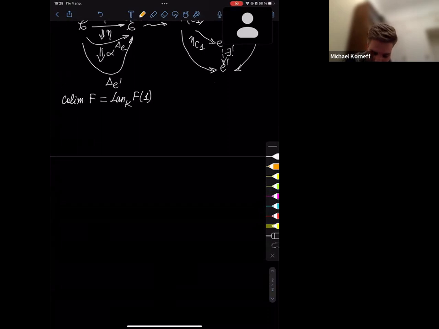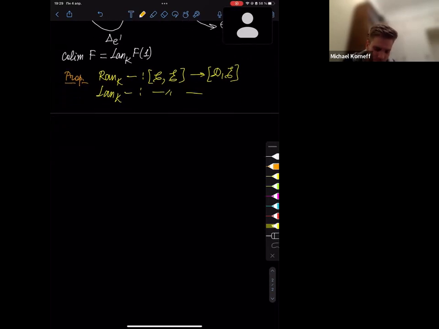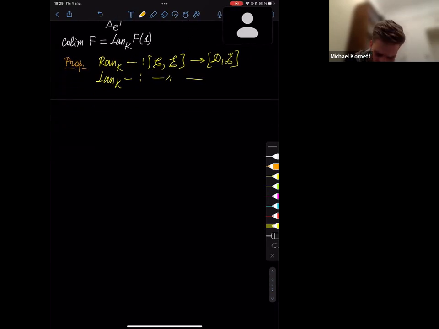Okay, now we will formulate an important proposition. Right Kan extension and left Kan extension are functors. We have this map, and also this is quite easy, and we will prove it.